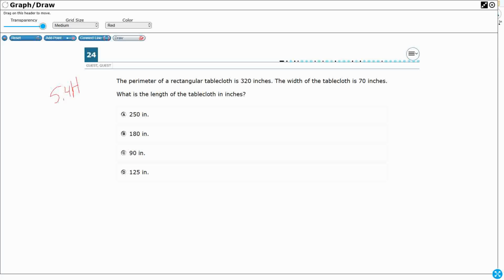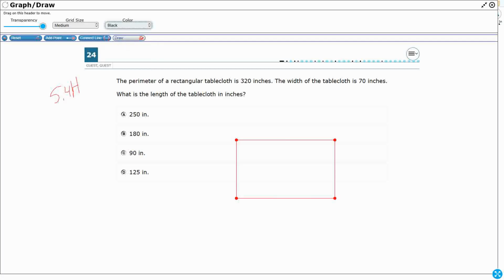The width, I've seen a problem like this on the 3rd grade and the 4th grade test. There's no picture, so let's just draw a picture. Okay, so rectangular tablecloth. So here's my rectangular tablecloth. All right, what do I know about this rectangular tablecloth?